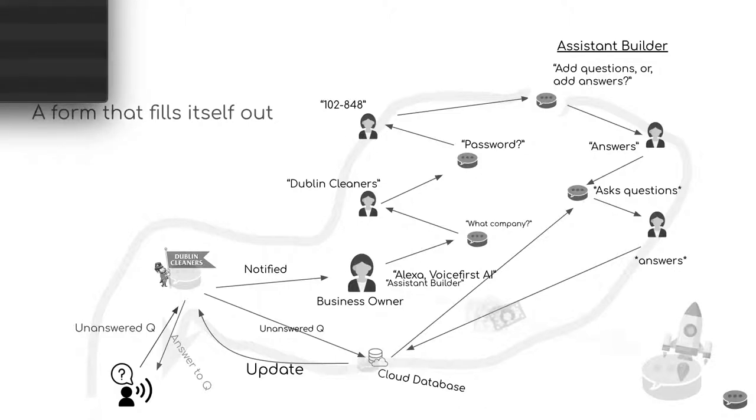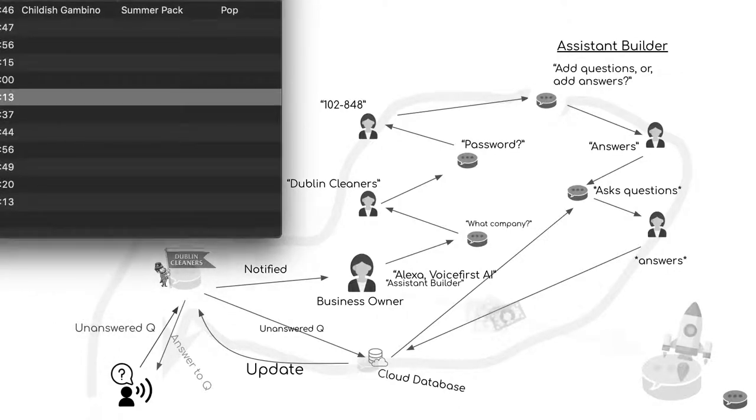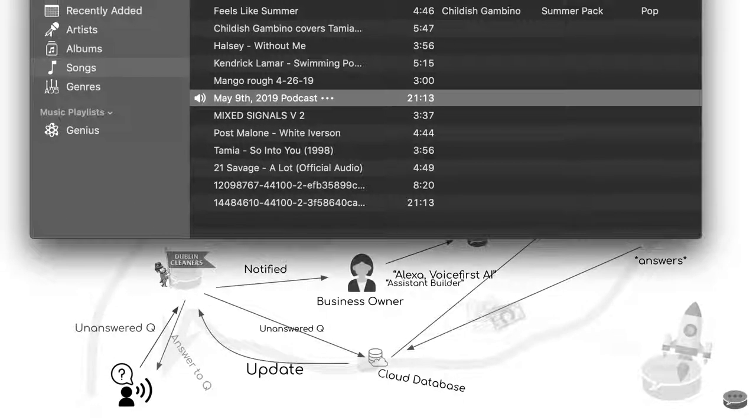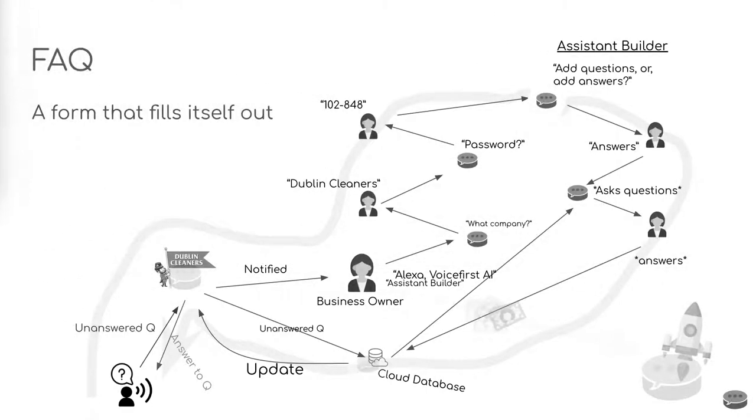anytime someone says an unanswered phrase, so someone asks a new question like, what year was the company founded? It wasn't answered, so it adds it as a new unanswered question in the Google Sheet in the unanswered tab. Now when the business owner goes in to answer that question, they just fill in the cell to the right, they type in the answer, and then the cell automatically copies it over to the other sheet and then deletes it from the unanswered questions.